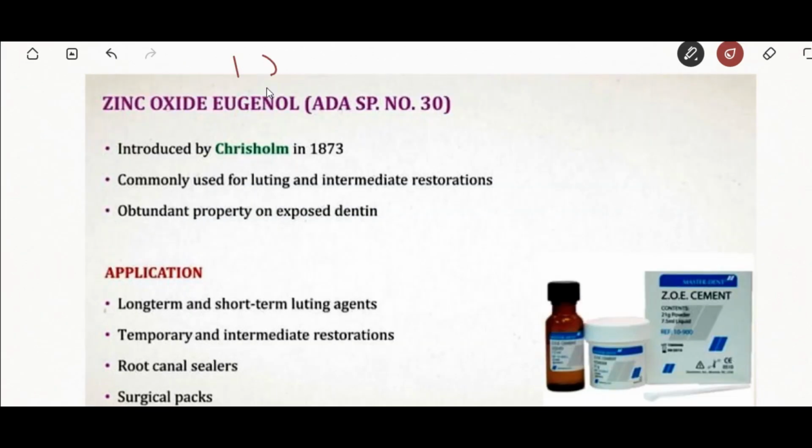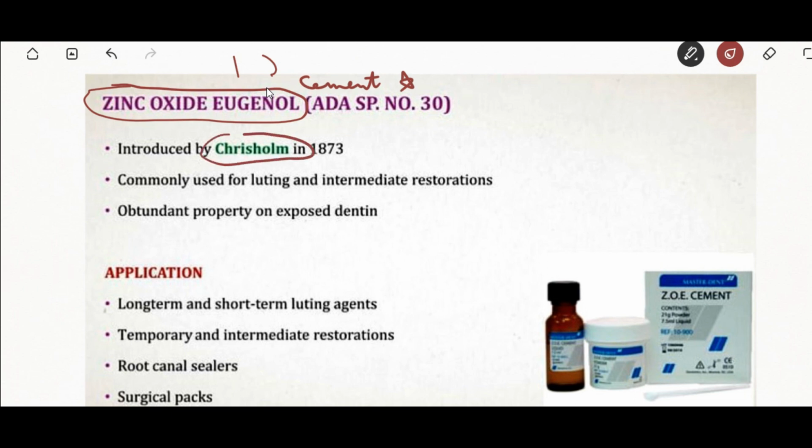The next is the zinc oxide eugenol cement. It was first introduced by Chisholm in 1873. It is the commonly used cement for luting and intermediate restoration.